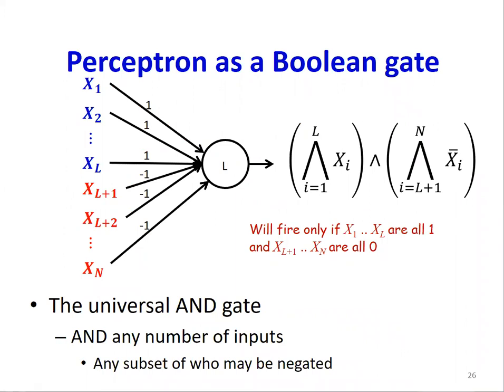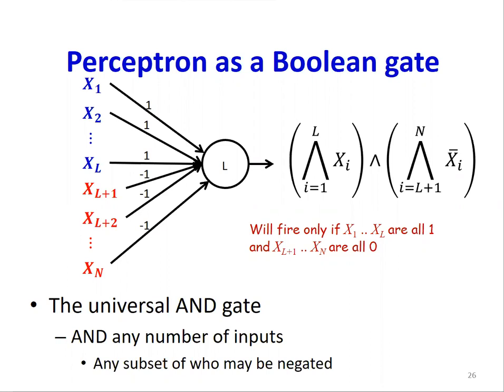Okay. What happens if all of the first L inputs are 1 and all of the remaining inputs are 0? What is the total weighted sum of inputs? Anyone? L, because the first L inputs are 1 and the remaining inputs are 0, right? So the total input is L. What happens if I flip any one of these inputs? It'll be less than L. It will be less than L, right?